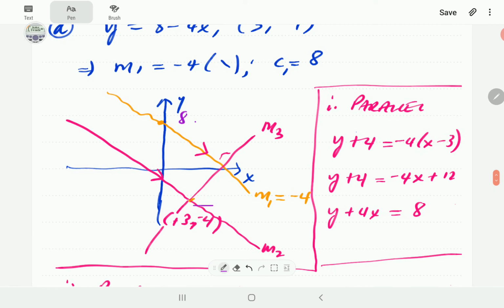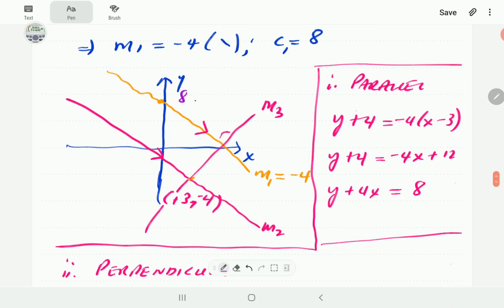Then (3, -4) is in quadrant number 4. So looking for a parallel line, that means this line is going to have the same gradient as this one. So M2 is also going to be negative 4.